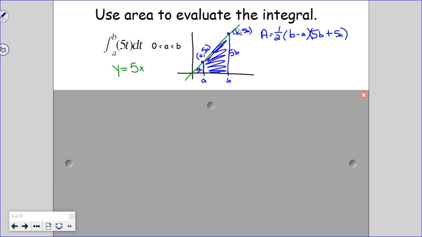We could FOIL, right, and clean it up a little bit here. But I do want to point one thing out. You see the 5B plus 5A? That little parentheses right there has a GCF, right? If I pulled that 5 GCF out to the front, 5 times a half is just 5 halves.